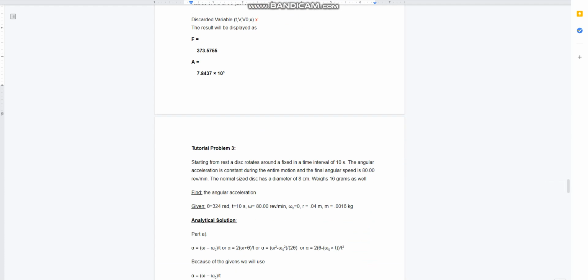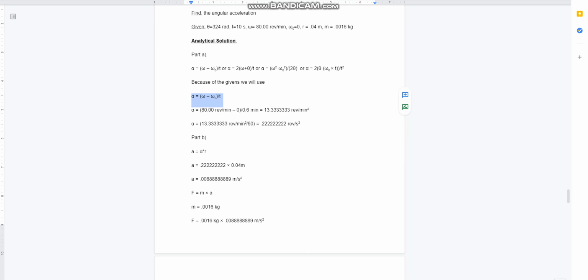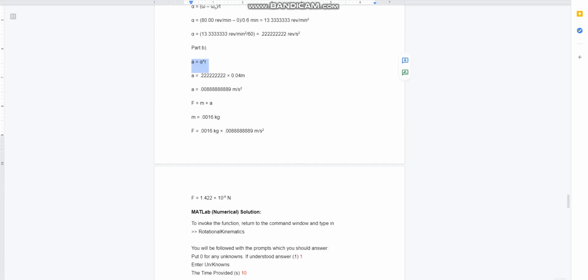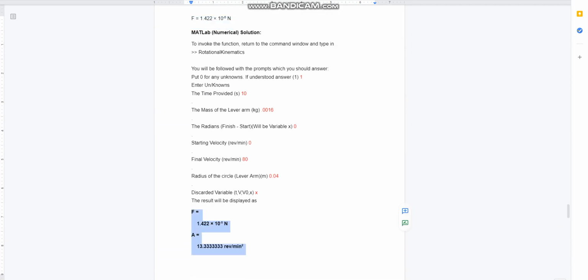3. Tutorial problem 3 is pretty much the exact same as tutorial problem 2. So it solves for which equation we need, same equation as before, and then it solves for the force, which you'll end up getting right here and right here. So then if you plug it in, it'll give you the exact same numbers.